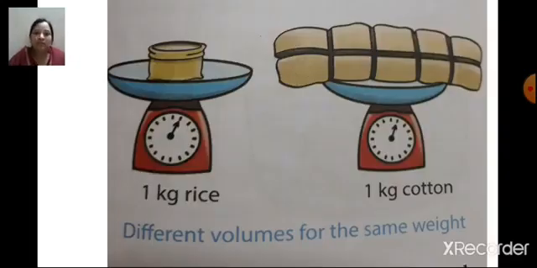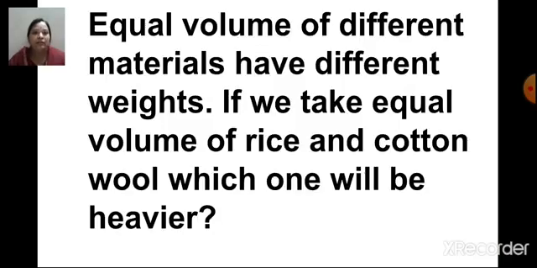In this picture, you can make it out, children. See, 1 kg rice and 1 kg cotton, as the cotton is lighter. So, what happens? It takes up more space, so volume is more. And the weight of both are same, but cotton takes up more space. So, different material of same weight may have different volume. Okay? Here, the weight is same, but volume is different.